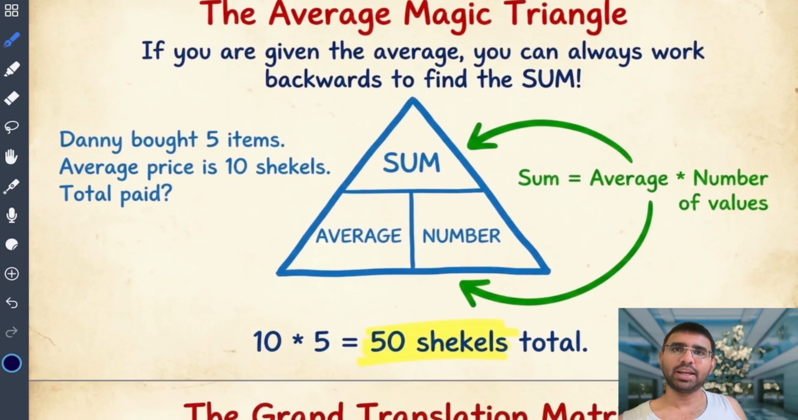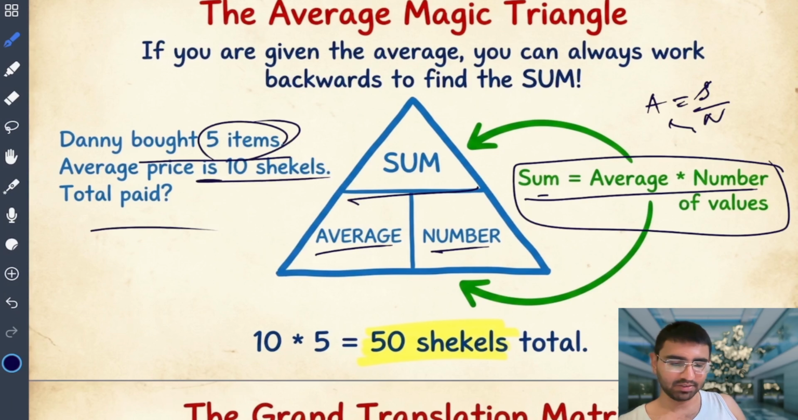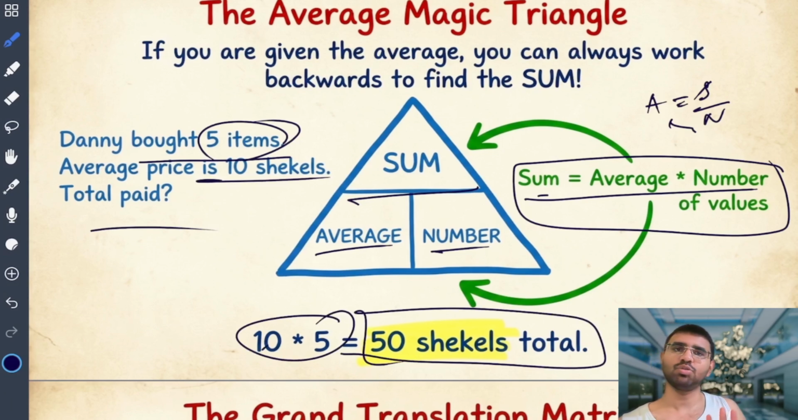So there is an average magic triangle. If you are given the average, you can always work backwards to find the sum. For example, we said that average is equal to sum by n. ठीक है. तो sum is equal to average into number of values. Okay. So sum, average and number. Danny bought 5 items. Average price is 10 shekels. Total paid? So total items 5, average is 10. So total paid is 10 into 5, which is 50 shekels.